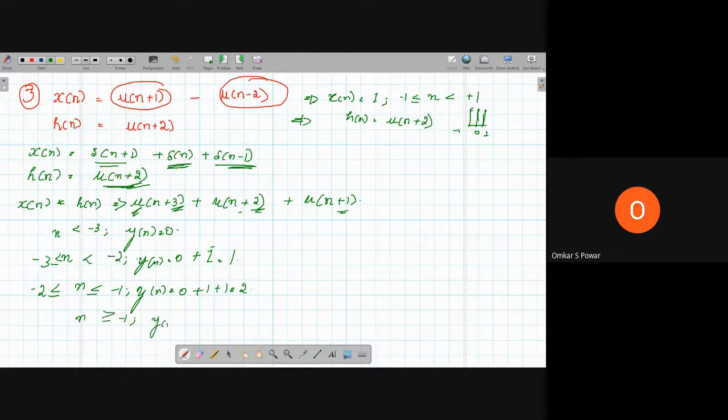And for n greater than or equal to minus 1, what is the value of y of n? 0 plus 1 plus 2 plus 1 is equal to 3.